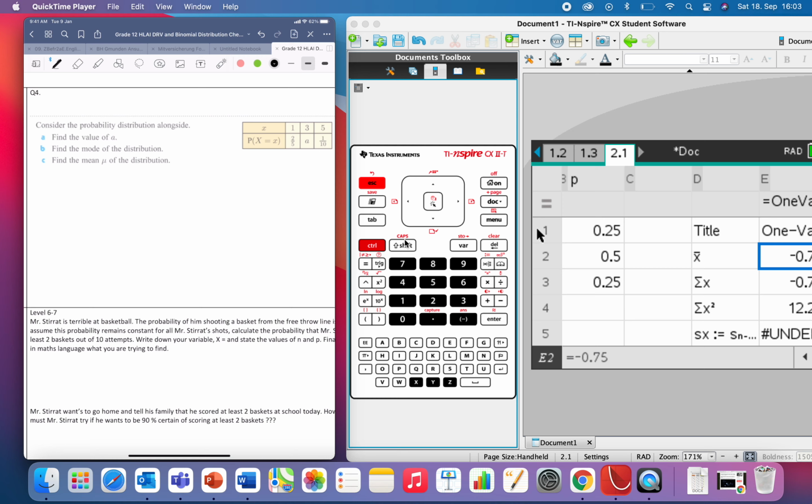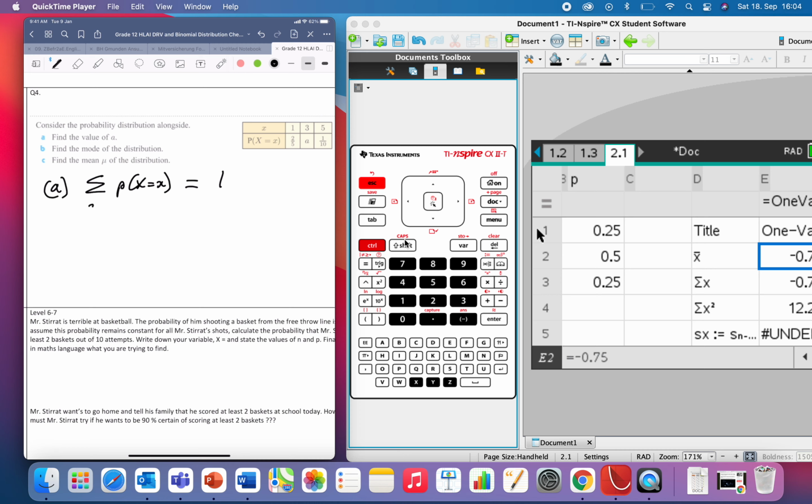Right, so here's a probability distribution. X is 1, 3 or 5, and then there are some probabilities. What makes this a probability distribution is that the sum of all of the probabilities has to equal 1. One of those outcomes, X is 1, 3 or 5, is definitely going to happen. So the sum of probabilities must equal 1.